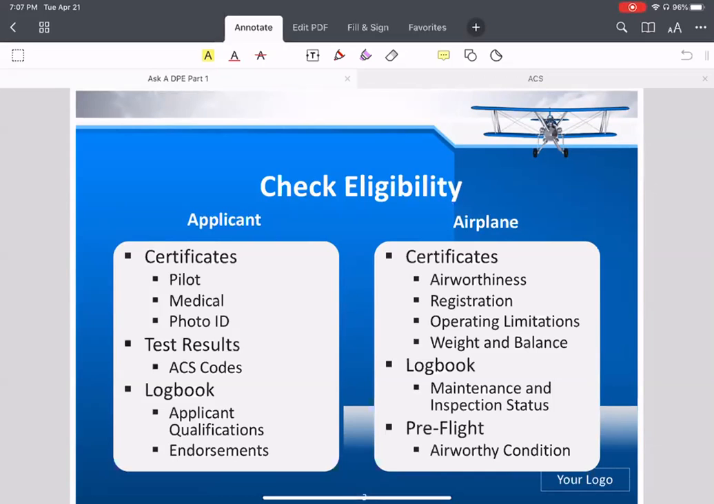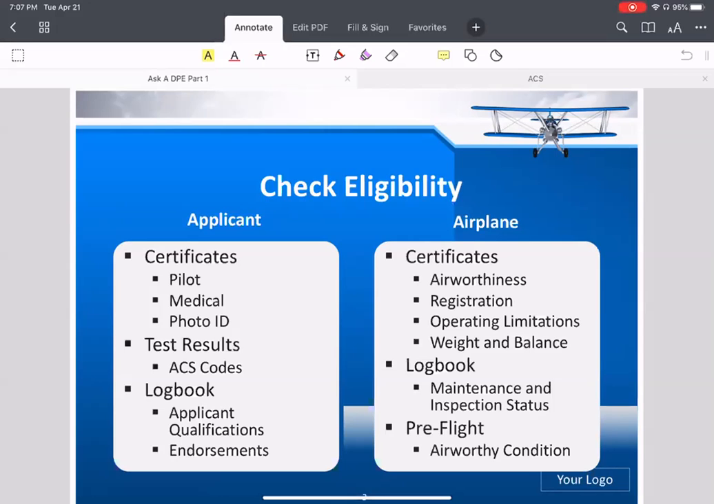The next thing we check is the test results. It used to be we had to have the raised seal on the test result, but as of the 13th of January, it no longer has to have that seal on it. The other thing that changed as of the 13th of January is when you take a test now, you will get the ACS test codes instead of the PLT codes. So when people have not taken the flight test yet, but maybe have taken the knowledge test, the codes identify the subject matter of the questions that were missed.